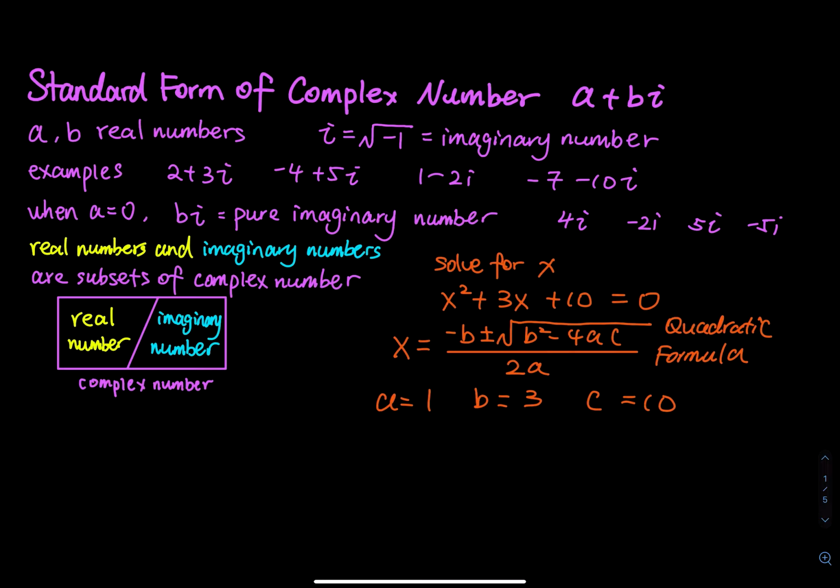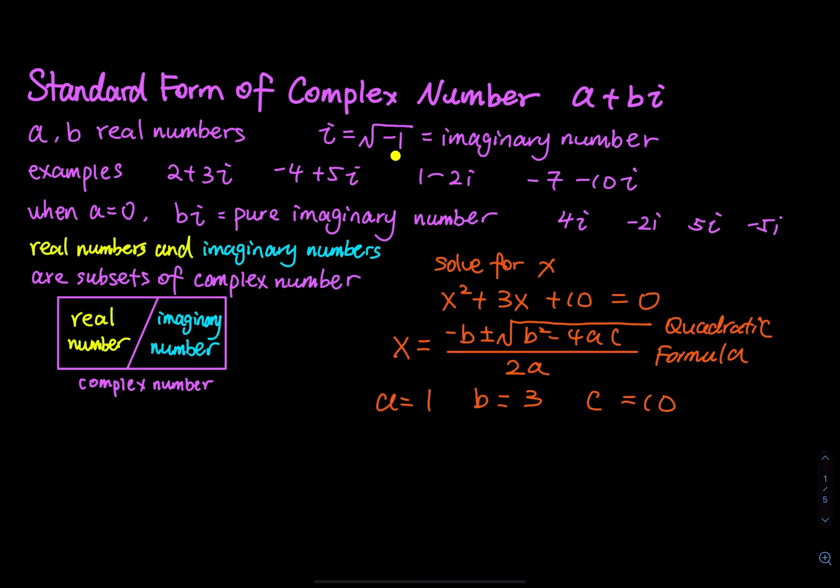Standard form of a complex number: a plus bi. So this is the standard form, a plus bi. A and b are real numbers, such as -1, 1, 2, 5, 10, -100, and so on. And then the i: if this is your first time studying complex numbers, i is equal to the square root of -1.